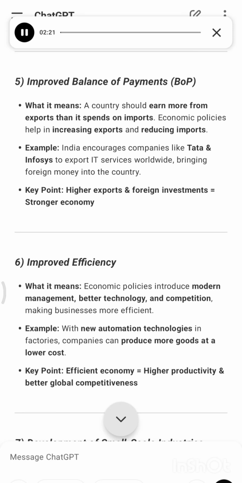6. Improved efficiency. What it means: economic policies introduce modern management, better technology, and competition, making businesses more efficient. Example: with new automation technologies in factories, companies can produce more goods at a lower cost. Key point: an efficient economy equals higher productivity and better global competitiveness.